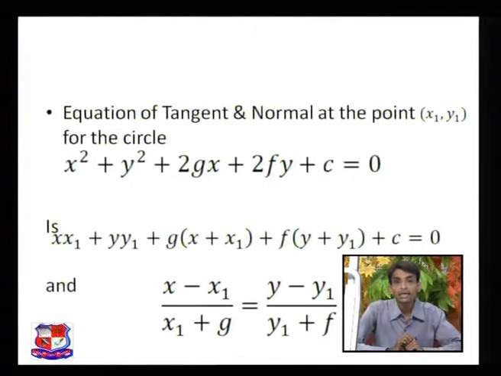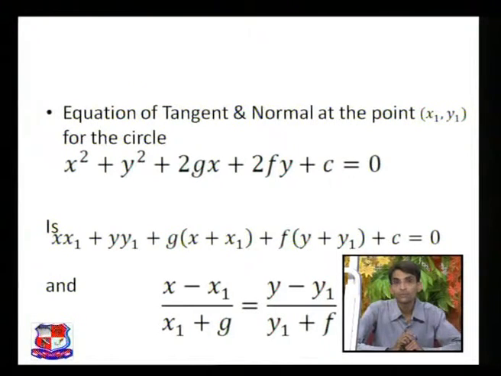From the given equation, after finding the values of g and f, we need the point at which we want to find the equation of tangent and normal. So that is x1, y1, which is given in the question. So we have x1, y1, and we need g and f from the given equation of circle.